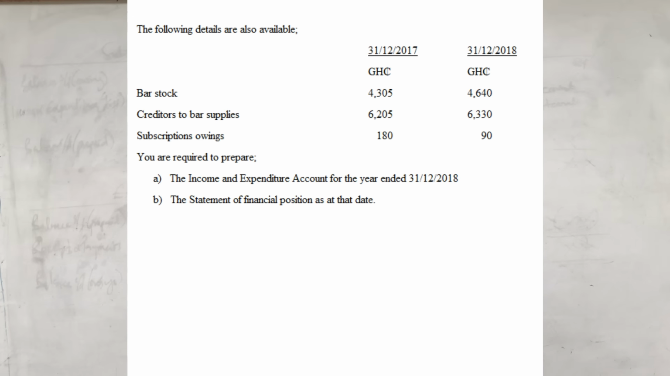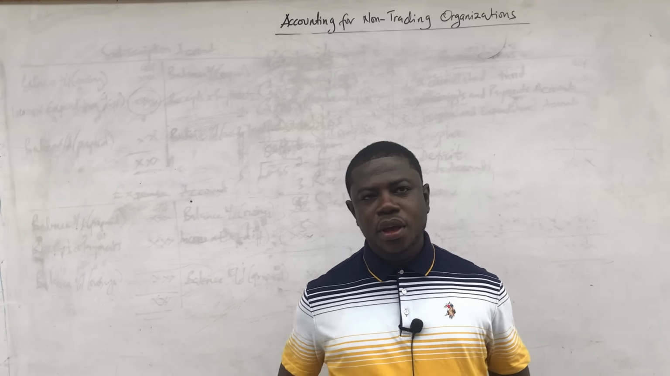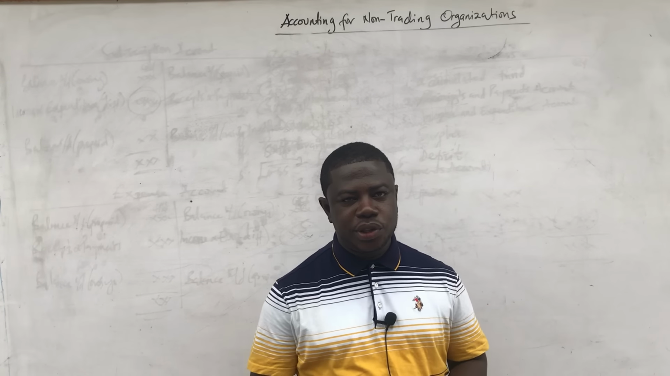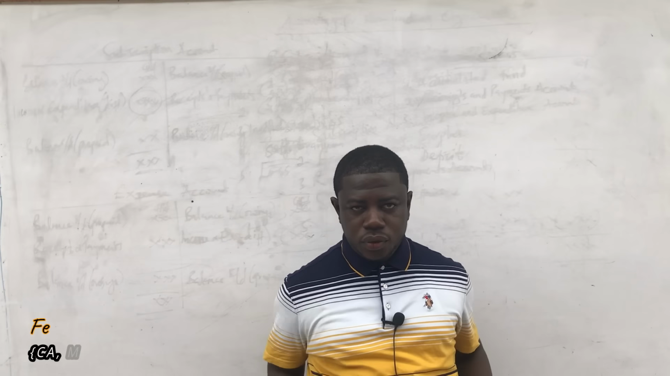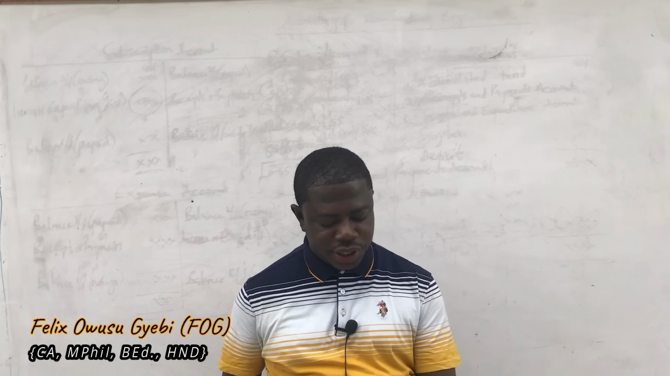Then you are required to prepare A, the income and expenditure account for the year ended 31st December 2018, and then B, the statement of financial position as at that date. All right, so this is the question that we are going to analyze together.